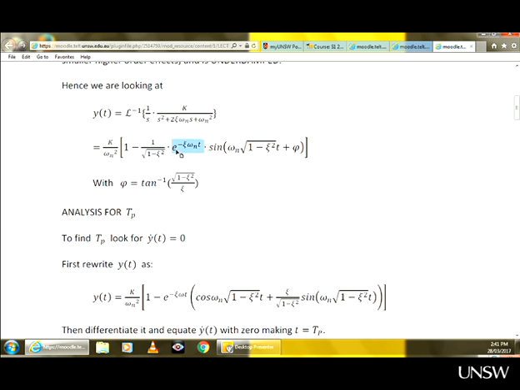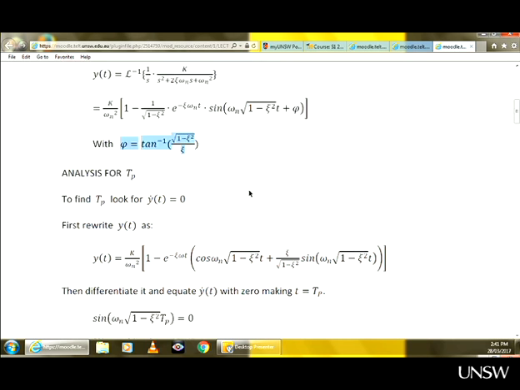So we have a transient part, which is this. And we have the steady state part, which is a constant. So this gives us the steady state value. So our output oscillates about this particular value, k over omega n squared. We also have a definition for phi, which we took from the Laplace transform tables.